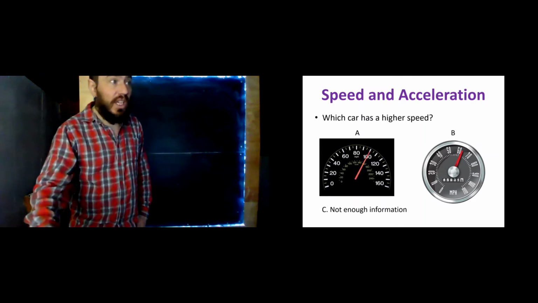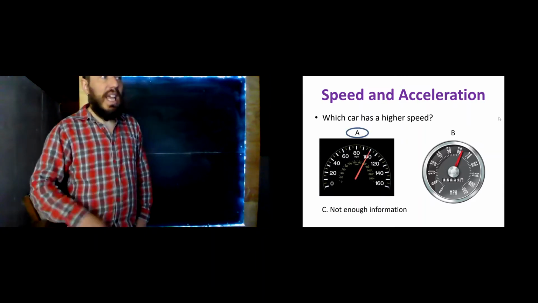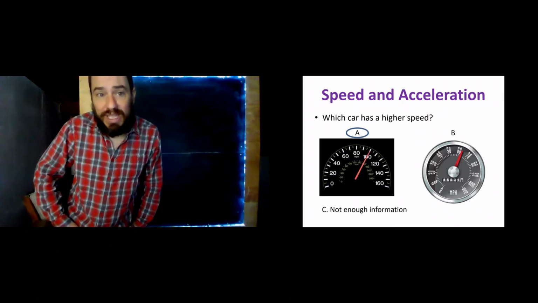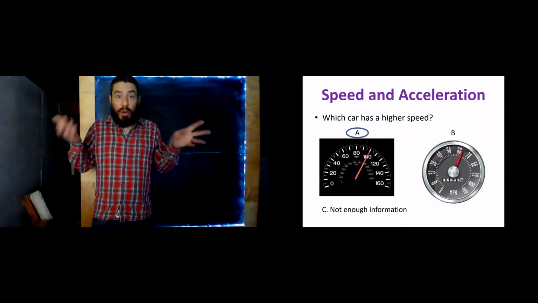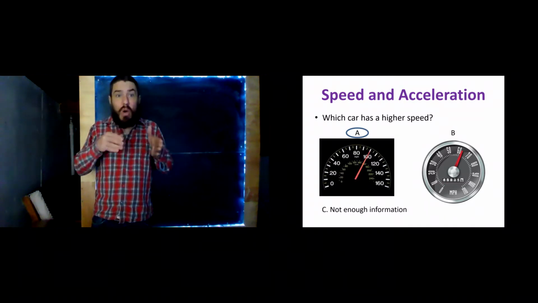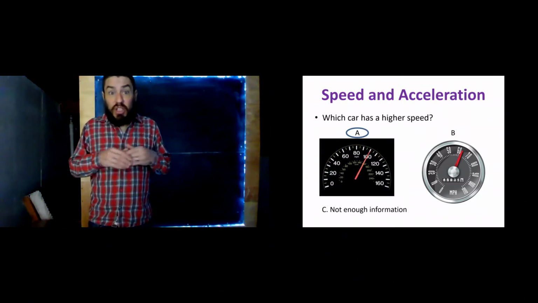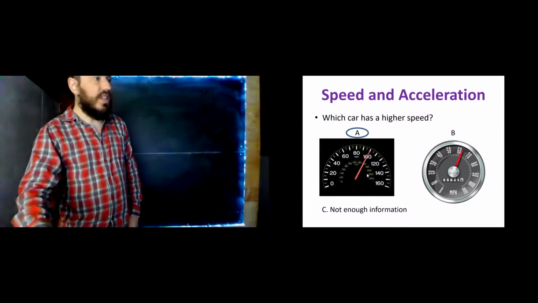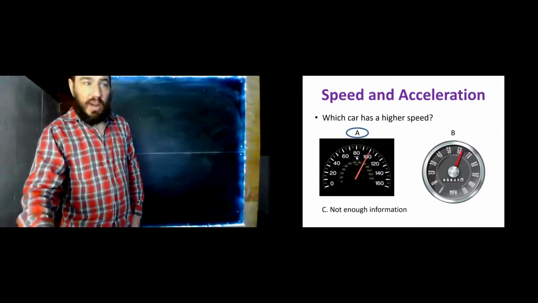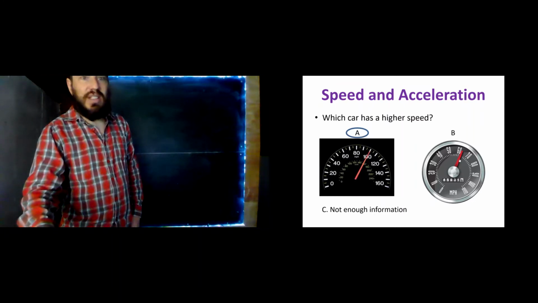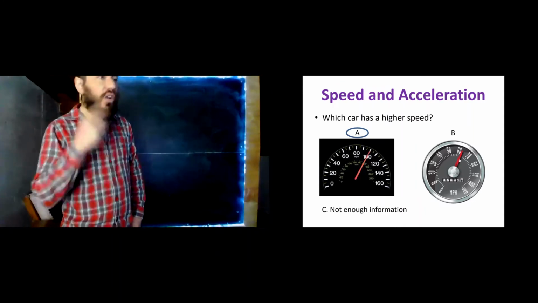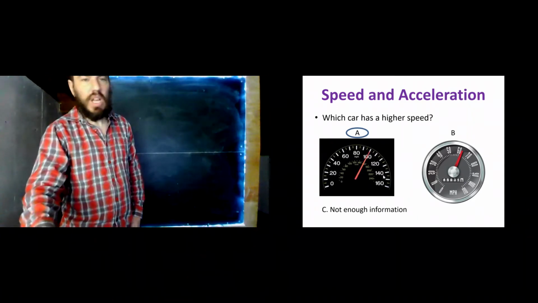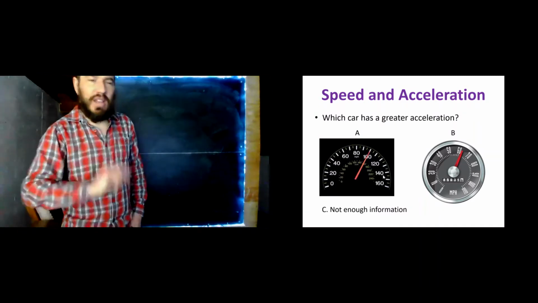Okay, so hopefully you decided that the higher speed is car A. These are pictures of speedometers, and speedometers are appropriately named. They determine your speed. They measure your speed. So I look at this and I say, hey, this car is going 100 miles per hour, and this car is going 62 miles per hour. Clearly, car A is going faster. No big deal.